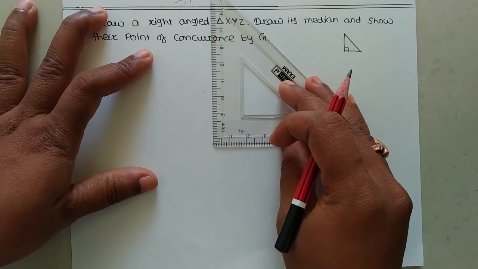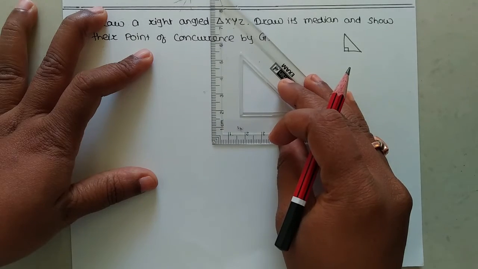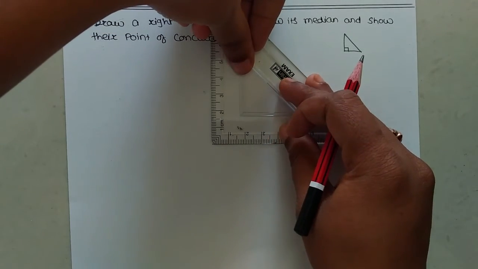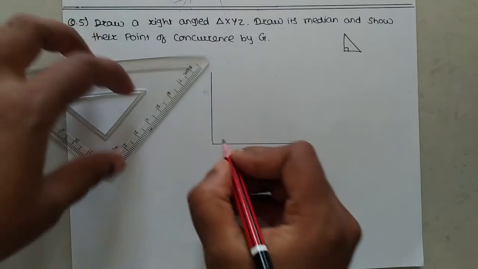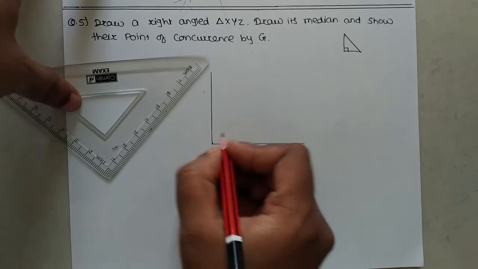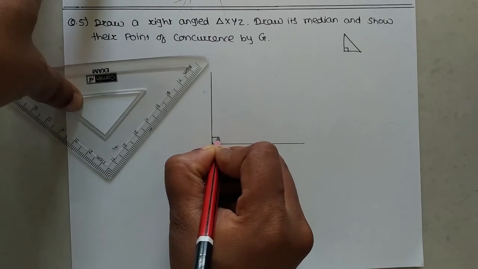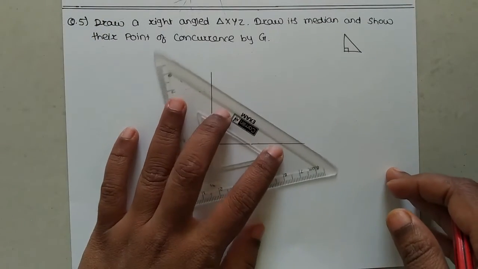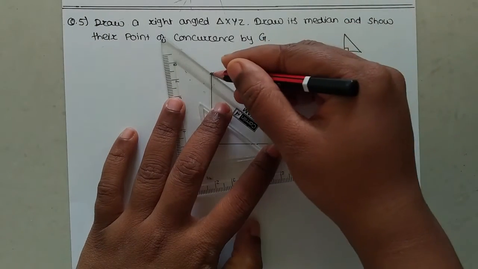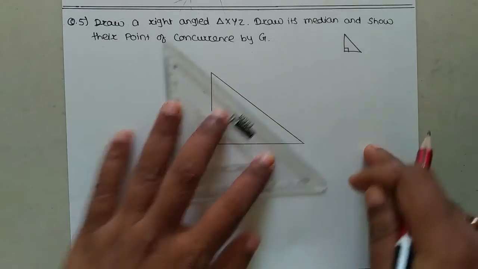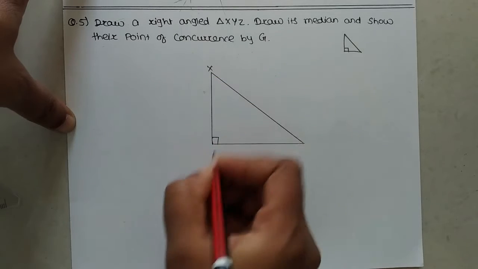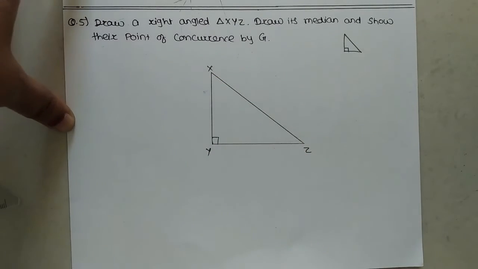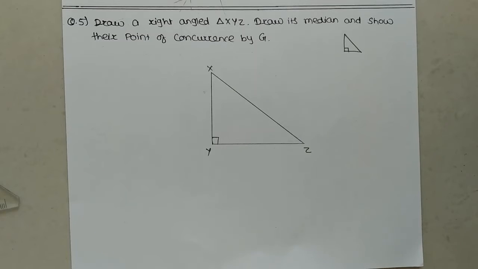So by using the set square, we get the 90 degree and draw the line like this. Clear? This one is the 90 degree, and join this one. So this triangle is what? This triangle is XYZ, and this is the right angle triangle. And then we have to draw a median.